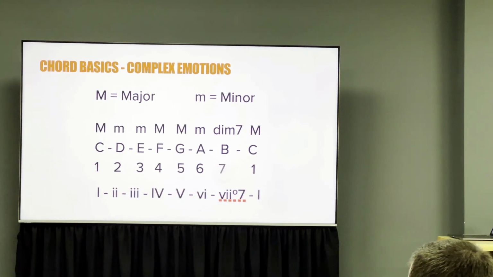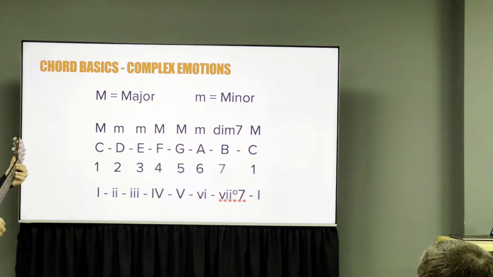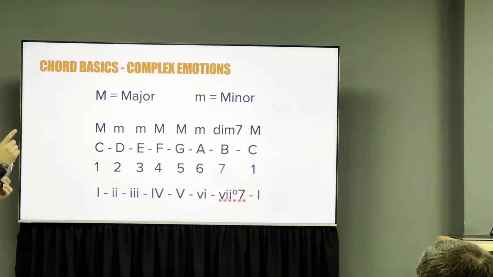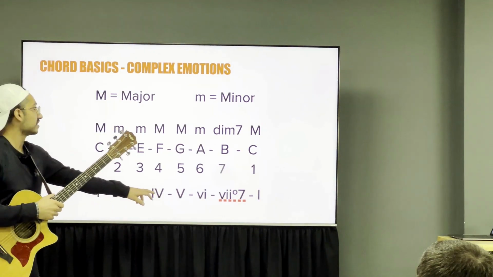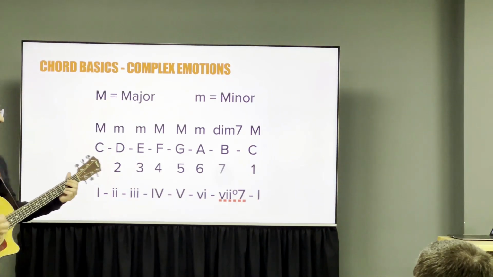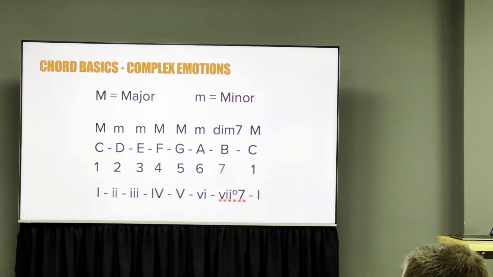Y'all did what? 6, 6, 4, 1. Okay, yeah. So how did I know what chords to play? Because I knew in the scale of G major, the 6 is E minor, the 4 is C, and the 1 is G. And so that's just a guitar player's thing.